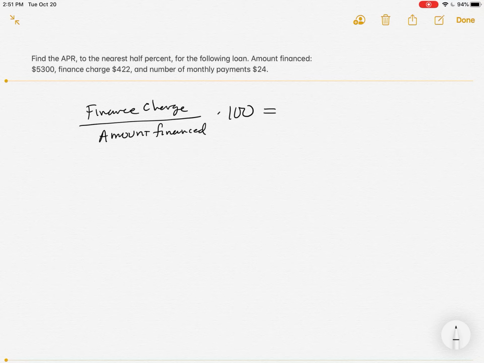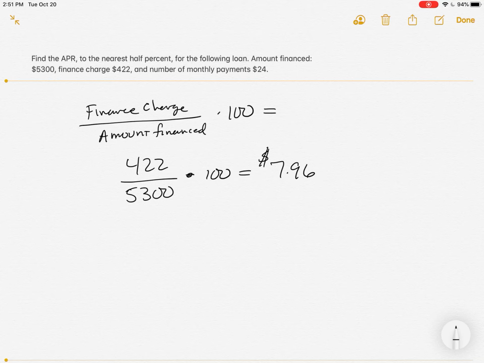So they give us the finance charge. The finance charge is $422. The amount financed is $5,300 times 100 is equal to, I got 7.96. So that's $7.96 per every $100 borrowed is what we're figuring out there. And that allows us to use this chart.